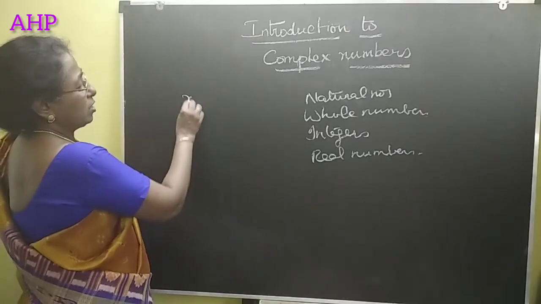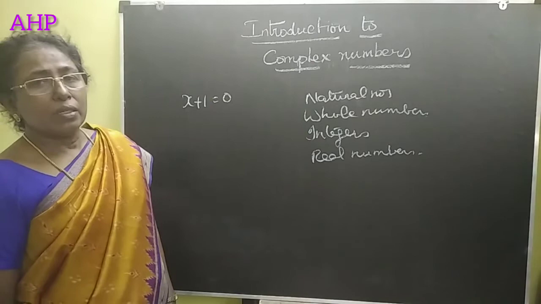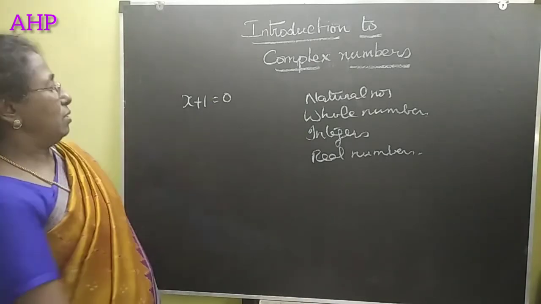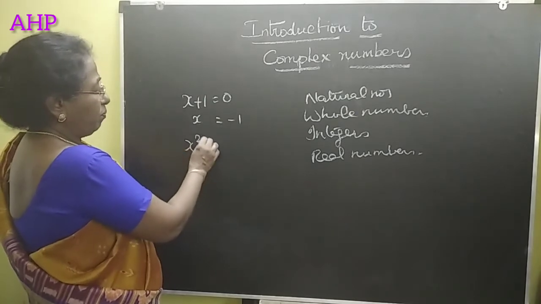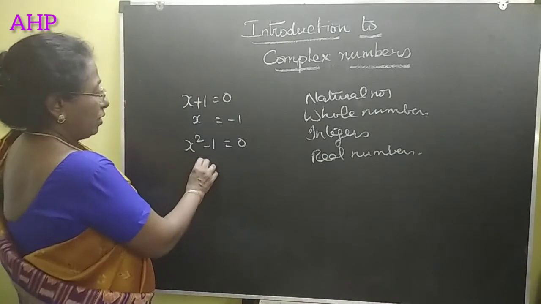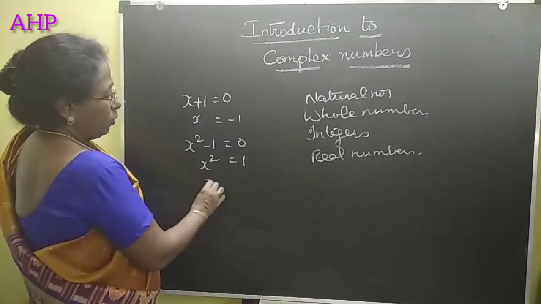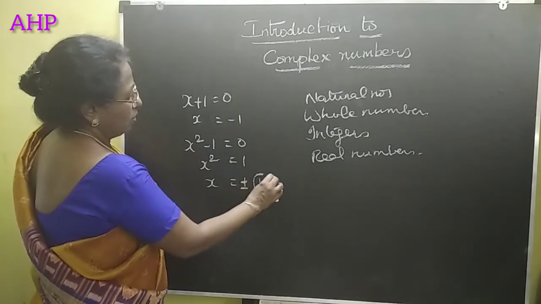Suppose you have x plus 1 is equal to 0. Can we find the solution? Yes. x is equal to minus 1. If x square minus 1 is equal to 0, then x square is equal to 1. So x is equal to plus or minus root 1, which is equal to plus or minus 1.